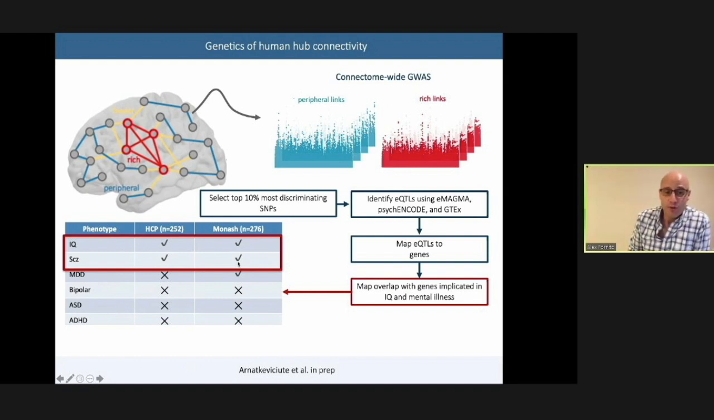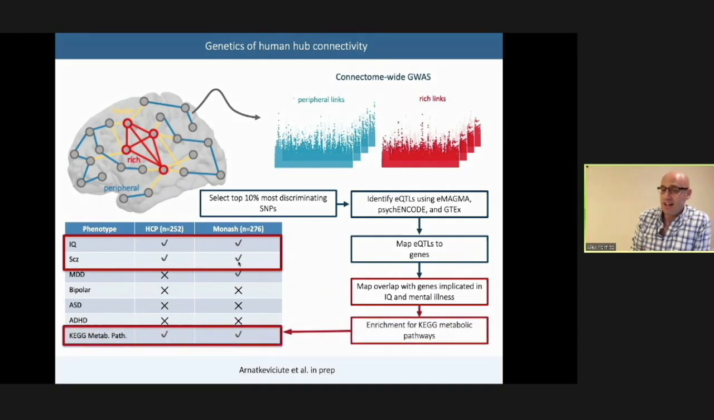We then did a more global enrichment analysis, asking if there are any other functionally related groups of genes that are enriched in our hub gene list, and we found evidence for significant enrichment of genes involved in energy metabolism in both cohorts. So some nice converging evidence that aligns with our gene expression findings here, suggesting that eQTLs for hub connectivity also influence the expression of genes regulating energy metabolism.